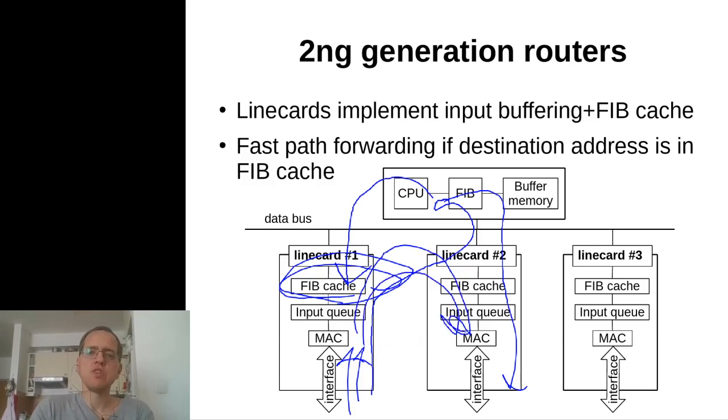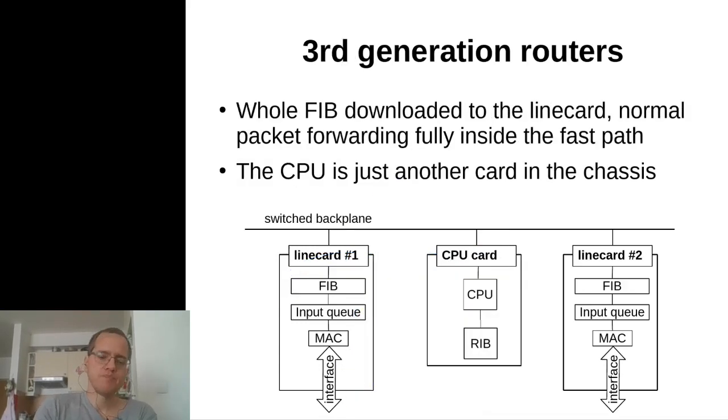So in second generation routers, we have this nice luxury that whenever a packet finds its destination address in the FIB cache, we have fast path forwarding. Otherwise, we have to go to the slow path.